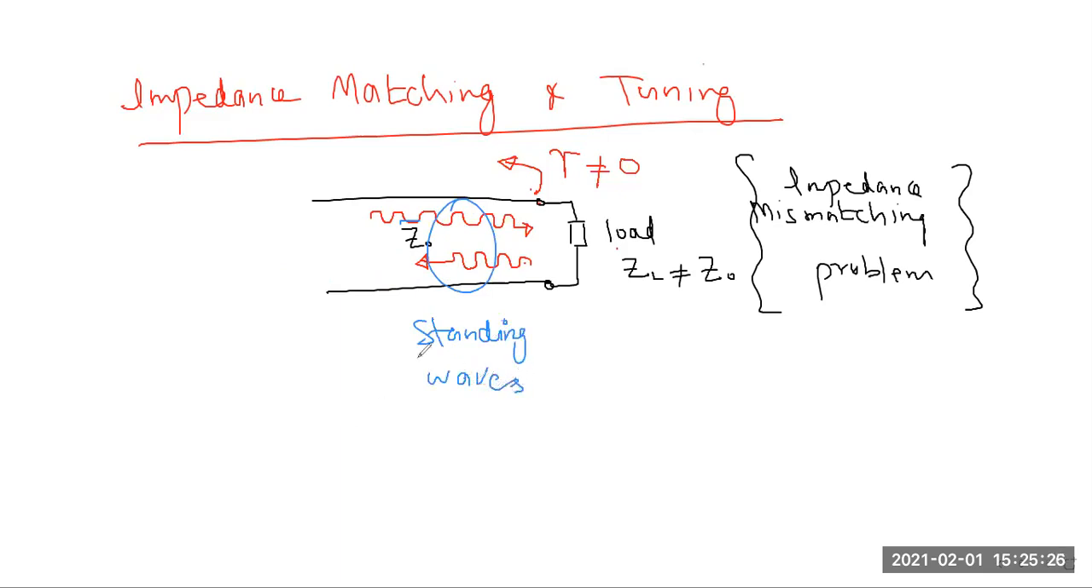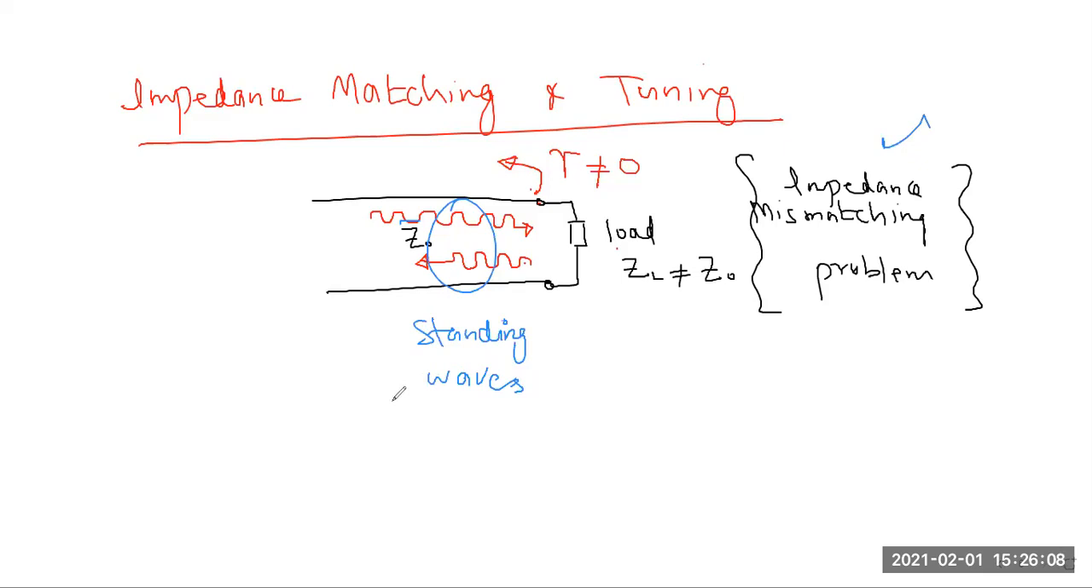So standing waves are undesirable. Whenever you have this problem, that is, your load is not matched to the system, there will be standing waves, and standing waves are an indication that your circuit is not efficient. It is not a reliable circuit. It is an inefficient circuit, because power is going in the undesirable direction. So this is the problem that we call mismatch, the impedance mismatching problem.